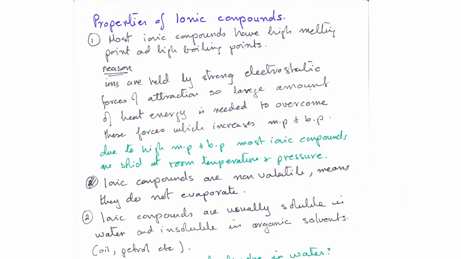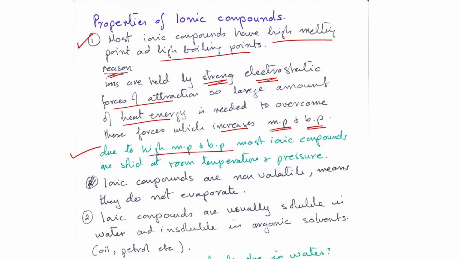Now we come to properties of ionic compounds. Most ionic compounds have high melting and high boiling points. Now, there must be a reason for this. The reason is that ions are held by strong electrostatic forces of attraction, so a large amount of heat energy is needed to overcome these forces, which increases the melting point and the boiling point. Due to high melting point and boiling point, most ionic compounds are solid at room temperature and pressure. Ionic compounds are non-volatile, which means they do not evaporate.